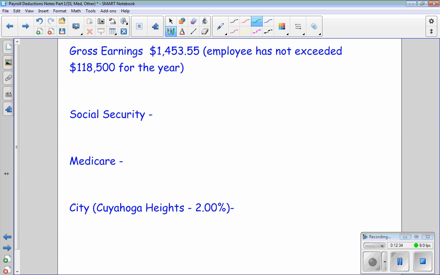All right. We're going to calculate these deductions that we've learned today. If I have gross earnings of $1,453.55, and I'm an employee that has not exceeded the Social Security max of $118,500 for the year, how do I find the withholdings for this employee?